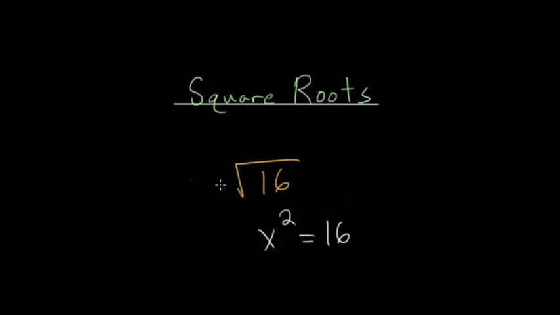When you have it written in this notation with this square root symbol, this means the principal square root, or it's essentially asking what is the positive number that when multiplied by itself gives you 16. So in this case, x would be equal to 4, since we know that 4 times 4 gives you 16. So in other words, the square root of 16 is simply equal to 4.